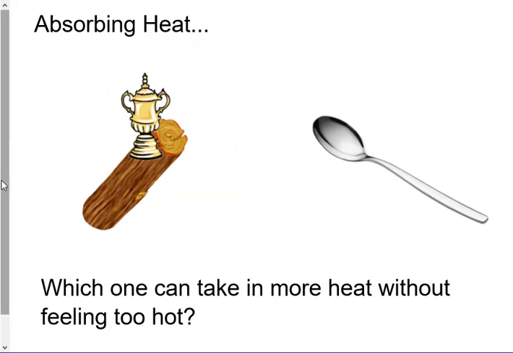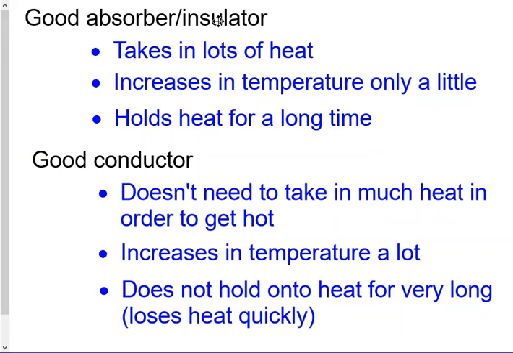So there's a difference between being a good conductor and being a good absorber of heat. So a good absorber would be like a good insulator. So it can take in lots of heat, it increases in temperature only a bit, and it holds heat for a long time. A good conductor, on the other hand, doesn't need to take in much heat in order to get hot. It can conduct heat really well. So it moves that heat, it moves into it quickly. It increases in temperature a lot, and it does not hold on to heat for very long. So it gains heat quickly, but it also loses heat quickly.